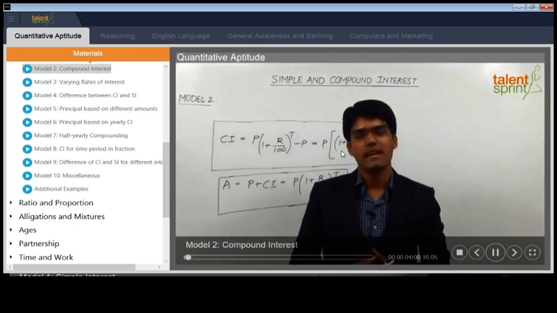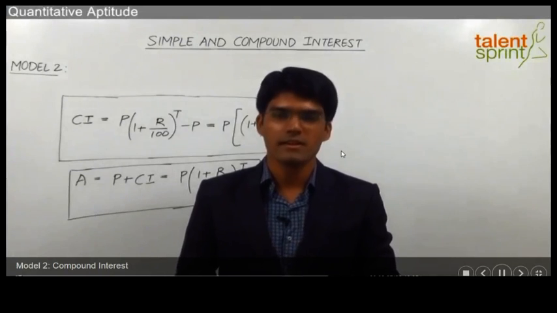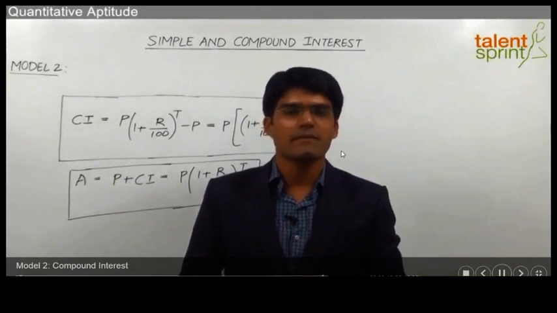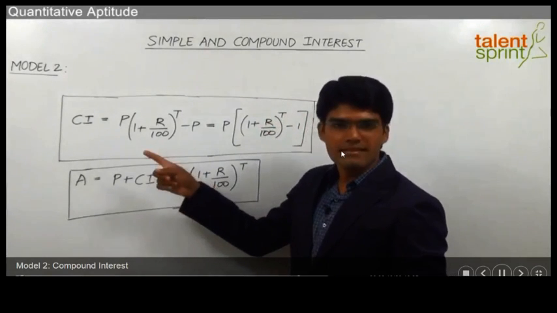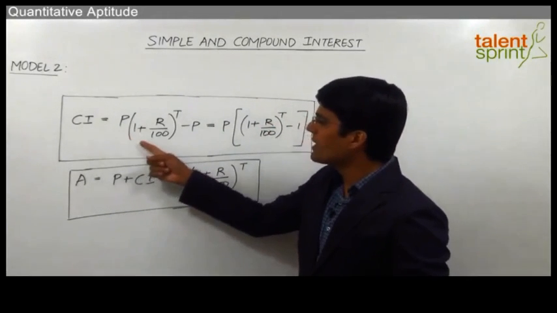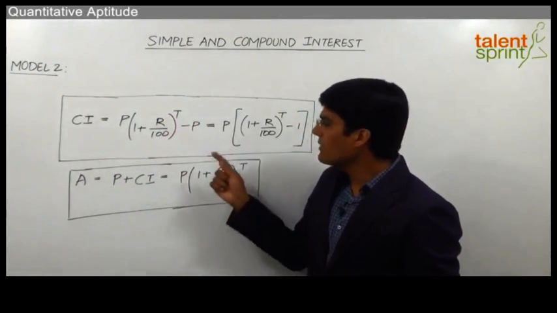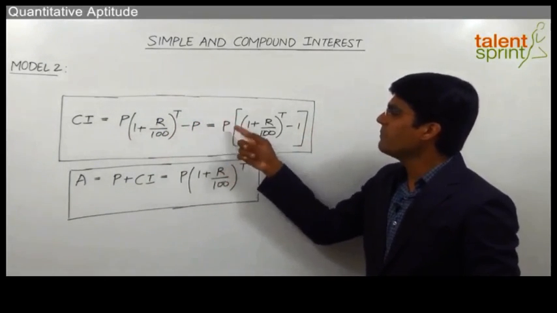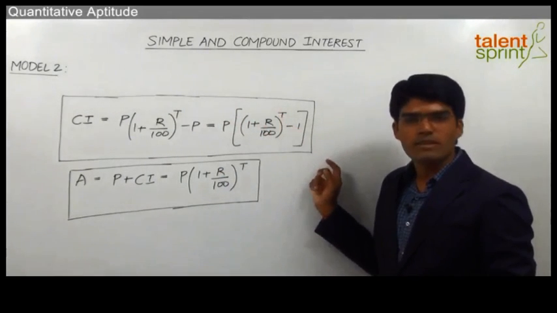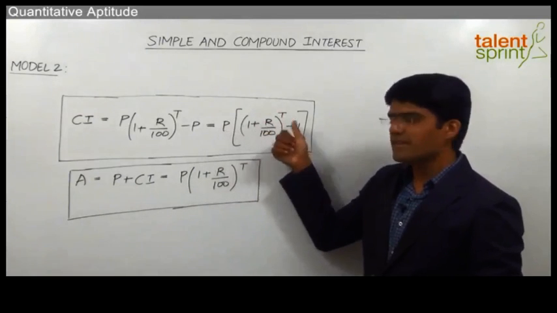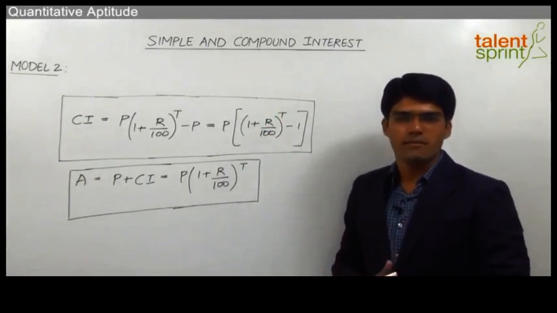Let us now take the second model from this topic where we are going to do calculations related to compound interest. Let us first have a look at the formula required. Compound interest, as we have discussed, can be taken as P into (1 plus R by 100) whole to the power of T, minus P. Or if we take P common, it can be taken as P of (1 plus R by 100) whole power T, minus 1. Where P is the principal, R is the rate of interest and T is the time period. So simply by substituting the values, we get the required compound interest.